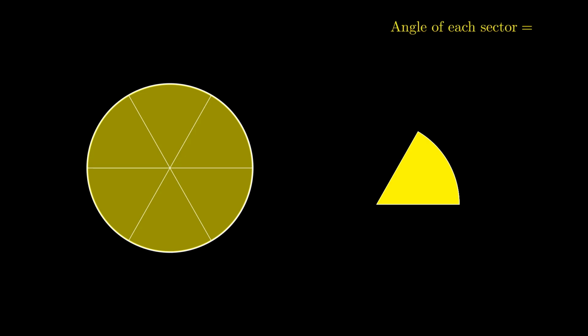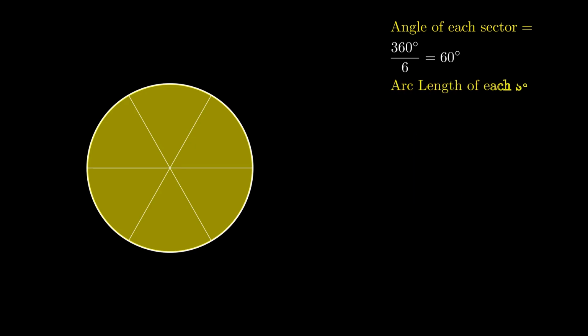So in this case, the angle of each sector is 1/6 of the full rotation, that is 360 degrees over 6, which is 60 degrees. So the arc length of each sector will be 1/6 the length of the perimeter of the circle, which is 1 by 6 times 2 pi r, which we can rewrite as 60 degrees divided by 360 degrees times 2 pi r.